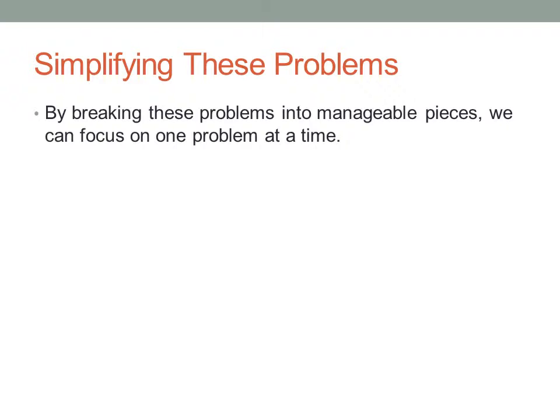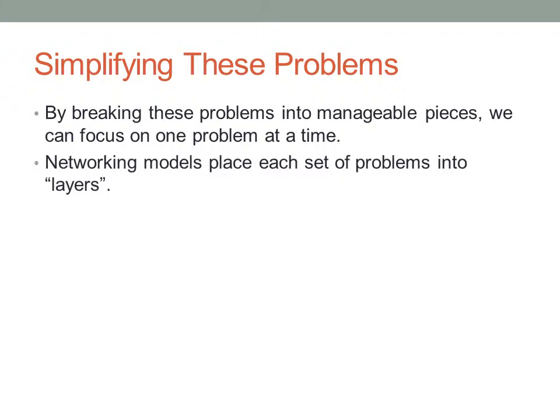So we try to simplify a lot of these networking problems by creating models. Basically, we want to break these problems into manageable pieces. The old saying goes, how do you eat an elephant? Well, we eat it one bite at a time. In this case, we want to divide these big problems, for example addressing, into what we call, in terms of these models, layers. That is, we want to divide them into smaller pieces related to the individual aspects of each problem.